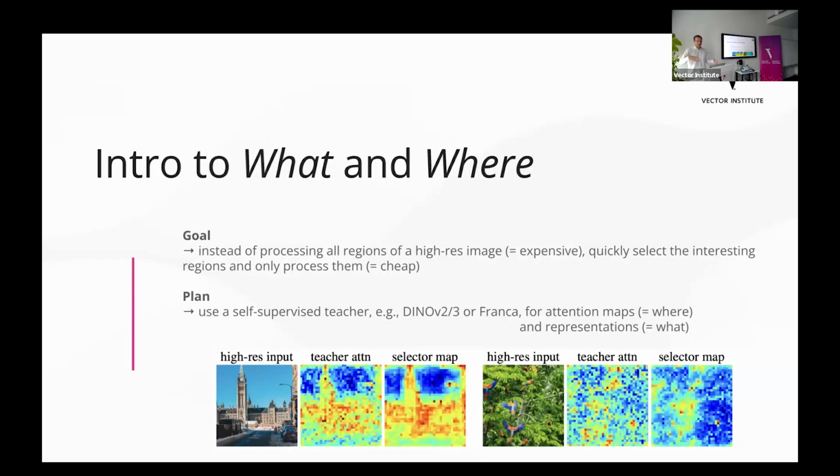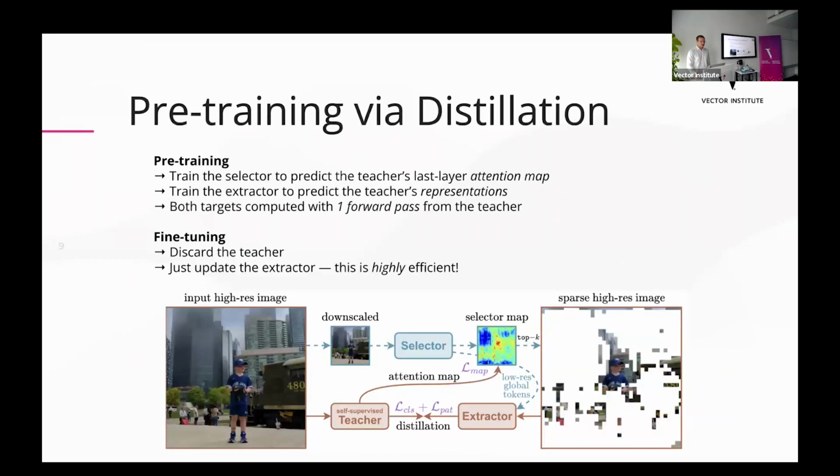So like this is a bird, this is the type of bird, and where the bird is within the image. And so we're going to do this via pre-training via distillation. We're going to train a selector to predict the teacher's last layer attention maps. So the selector is basically trained to predict where to zoom into, or decide where to zoom into, essentially.